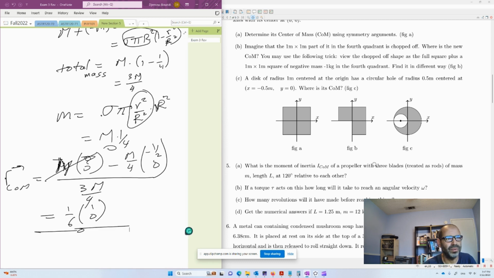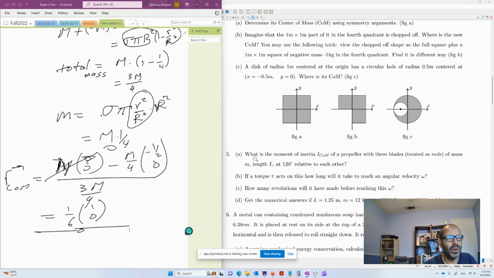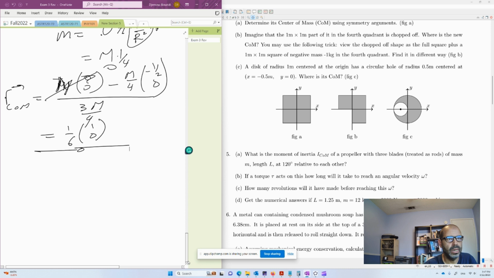Let's see if we can get another one out of the way. Question 5. What is the moment of inertia, I_COM, of a propeller with 3 blades? I think this one I had a discussion with one of you the other day in the office hours, and hopefully he can help us later on during the review. Basically, at least he will do it himself.